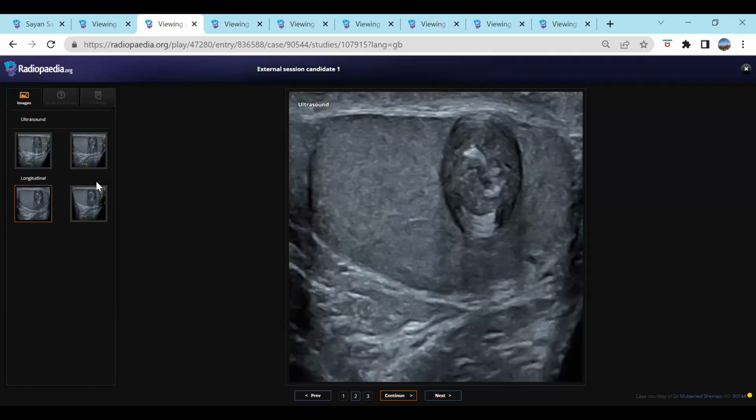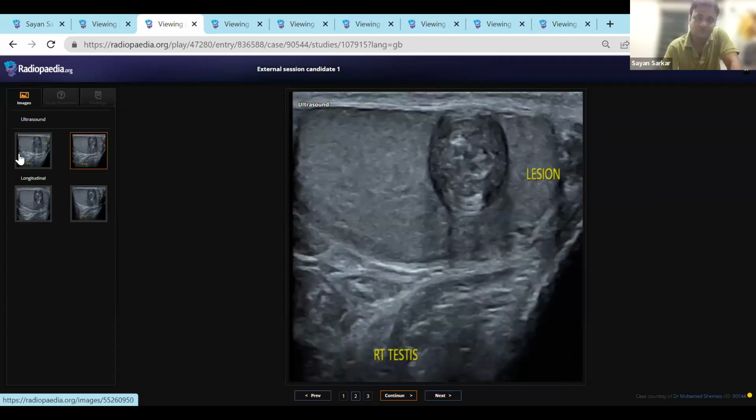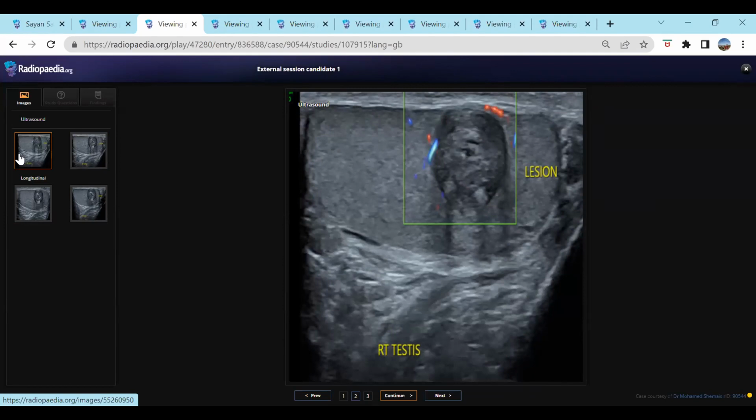I would like to see the images which are showing any vascularity in this. I'm not sure if Doppler was taken. Okay, there is no significant vascularity noted within this lesion, and minimal vessels can be seen in the periphery. However, within the center of the lesion, there is no vascularity. So what are your DDs?